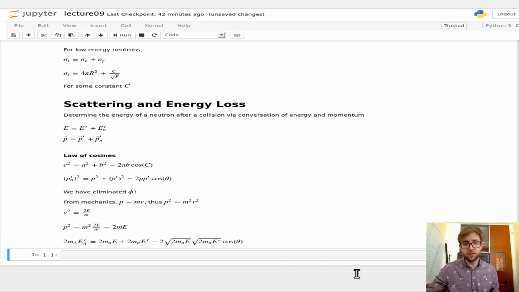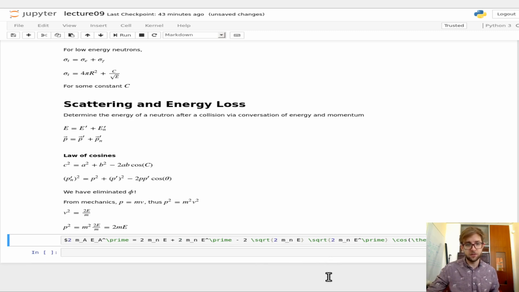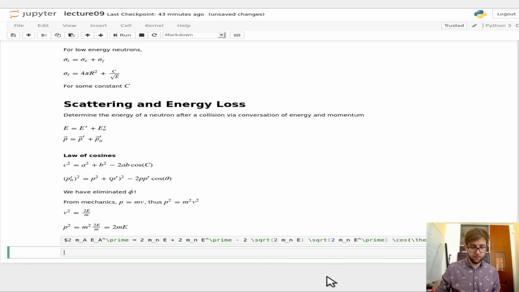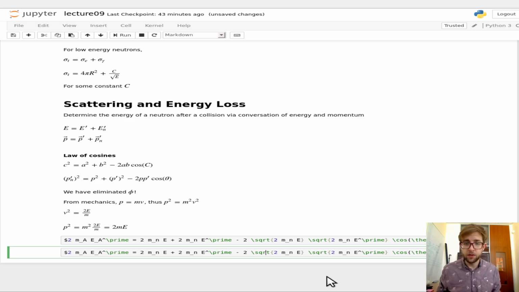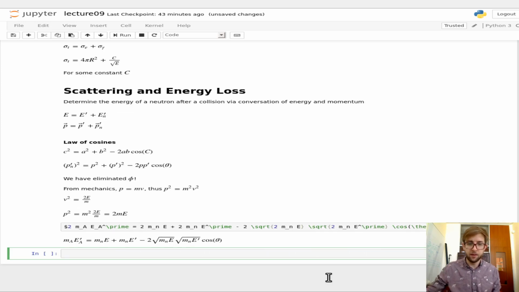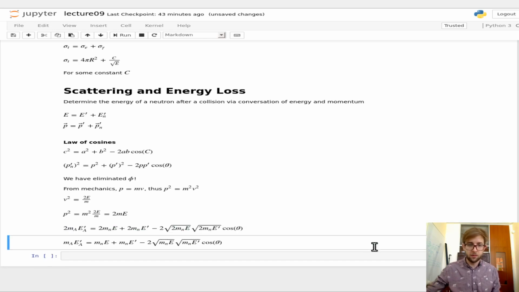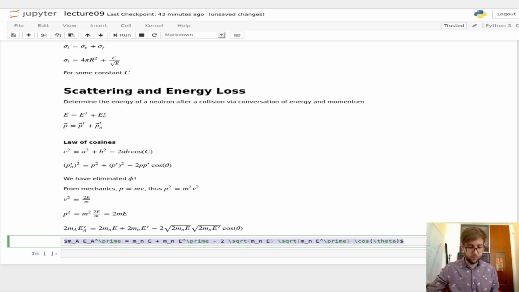Okay, so instantly you can see that there's a 2 in every one of these expressions, so we can go ahead and cancel that out. And there's a 2 in both of these square roots. So this 2 cancels, but then there's a 2 in both of these square roots, so the square root of 2 squared is just 2. And so that comes back out. Okay. So that's good news.